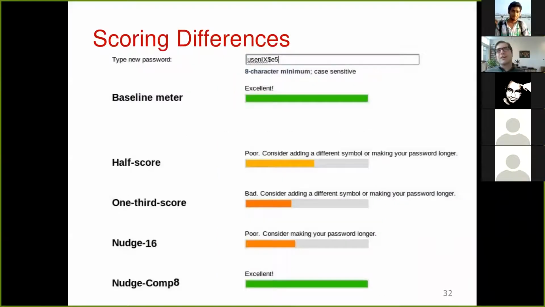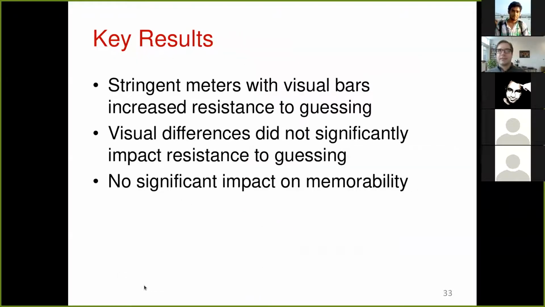We also tried keeping the same visual design and changing scoring. One part of it was just being more stringent, always giving them a lower score by a factor of 2 or a factor of 3. There we were questioning: are people trying to get to a certain amount of the bar full, or are they trying to fill it up all the way? What do people consider a good enough password? We also tried pushing them towards specific types of passwords, like longer passwords or passwords with more different character classes. And what we found is that the stringency of the meter actually mattered a lot.